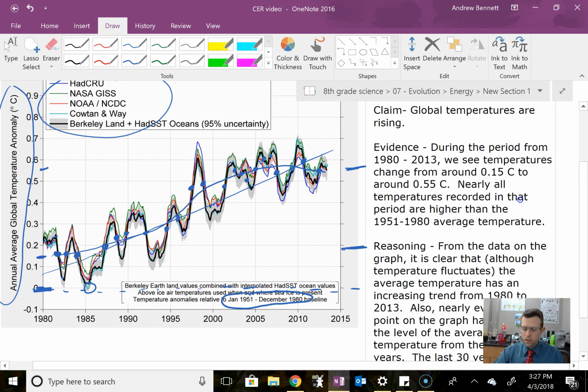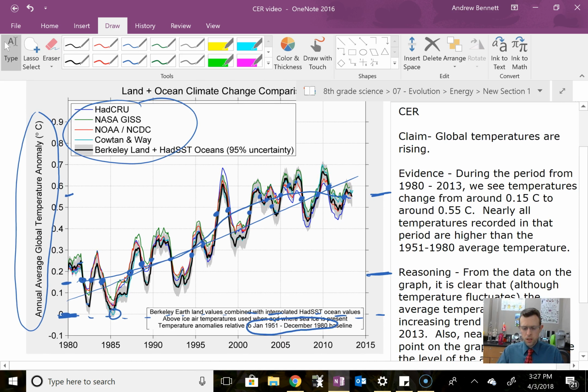So our evidence is kind of the beginning point. The claim is the ending point. The reasoning is the bridge between those two. How do we get from the raw data to our final claim on this? Now, this data certainly could be used to make other claims, and you could get more specific. Maybe you would have some more background information on what's causing those little fluctuations and focus on that.